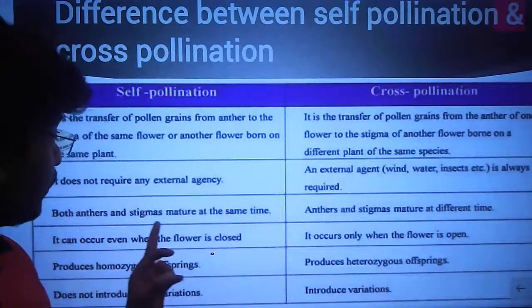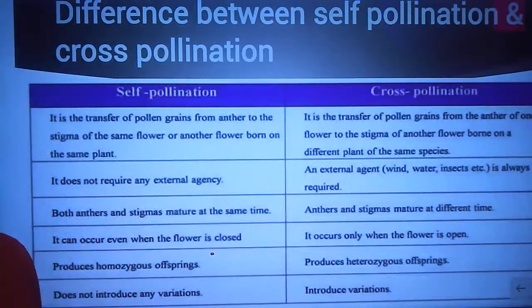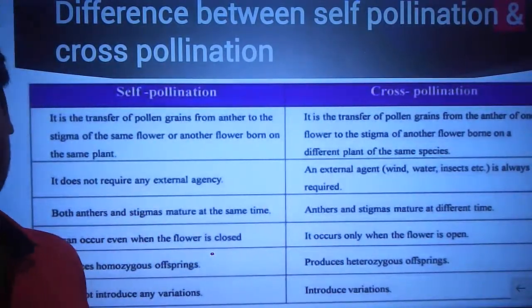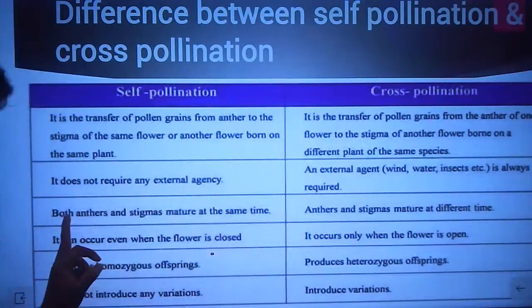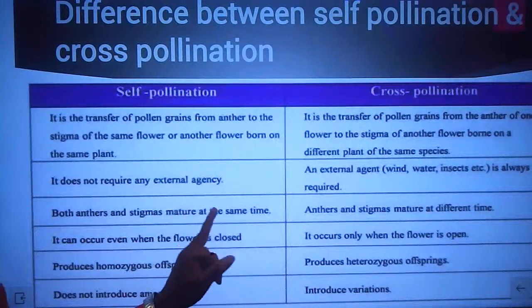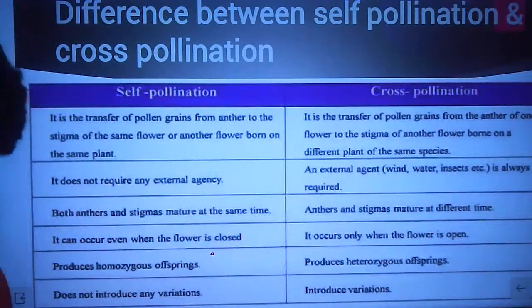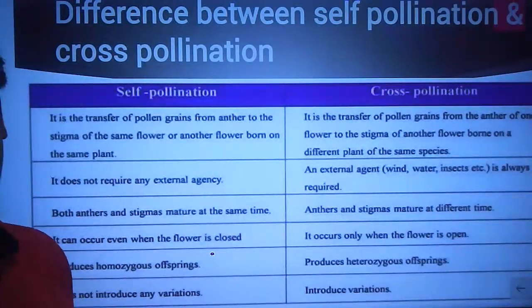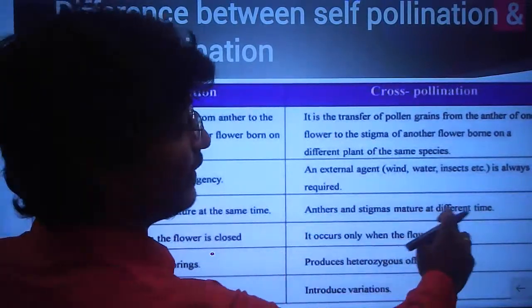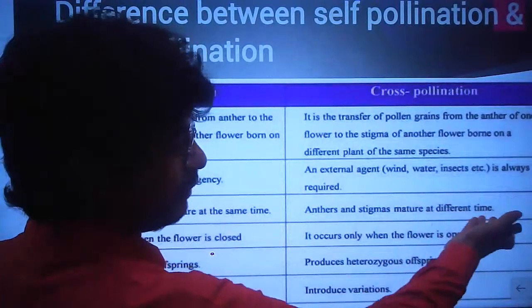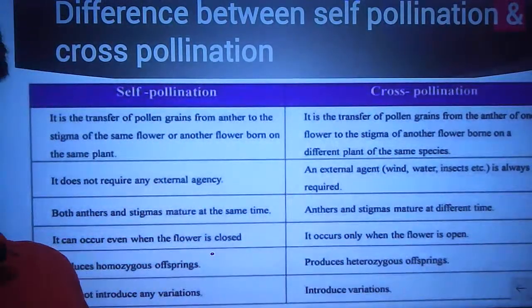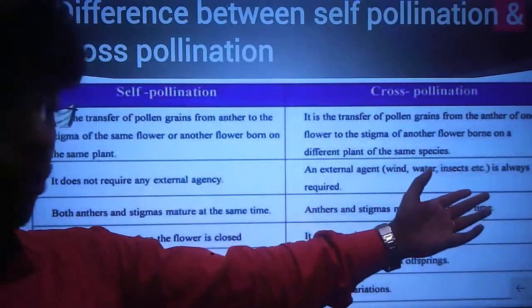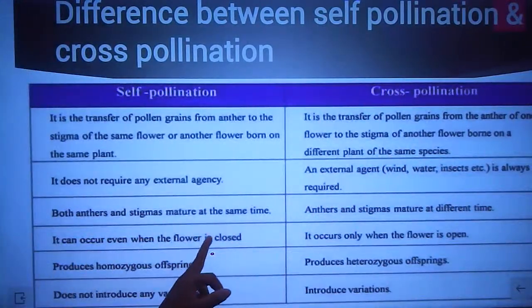Just imagine the anther matures at one particular time and the stigma is not yet matured, then definitely self-pollination will not be accomplished. It's a failure. Both anther and stigma are supposed to mature at the same time. Due to some reasons, if this is not occurring, then self-pollination is a big question mark. If anthers and stigma mature at different times, it definitely looks for an external agency to transfer the pollen grains.